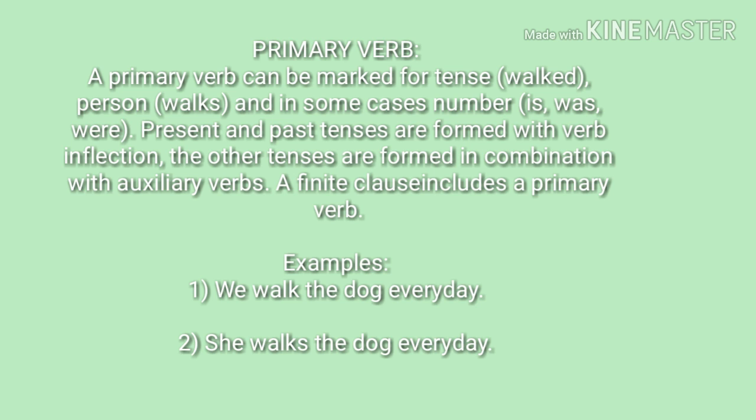The first one is: we walk the dog every day. So we use walk in the sentence, and we did not use walks because we use the word we here. Alright, so this is not a third person singular, so that's why we did not use walks in the sentence. Alright, now the second example is: she walks the dog every day. We use walks in the sentence because here we add she, which is third person singular. Alright, now move towards the secondary verb forms.